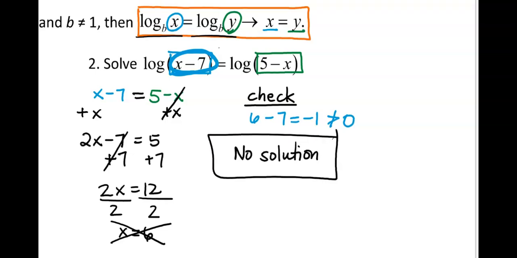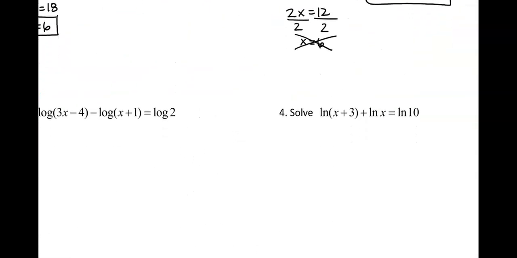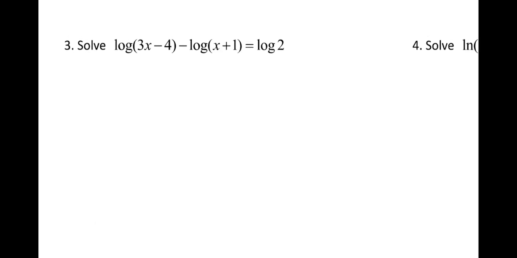If we substitute in our x value and we get an expression on the inside of the logarithm that is negative, that is less than 0, then we are not allowed to use that solution, because as we know, the input to a logarithmic function must be greater than 0.